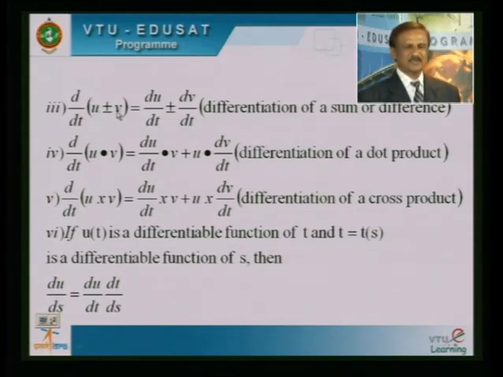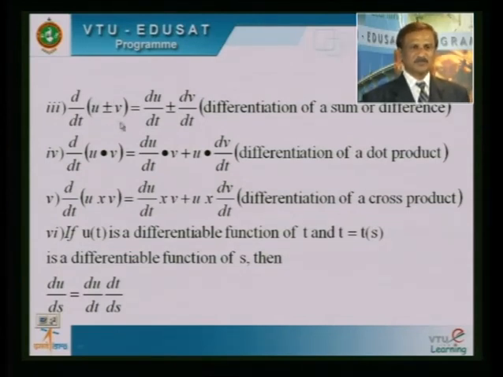Is it clear? Again, it is a vector. Or you can find out u minus v. Is it clear? So now you want to calculate the derivative of the sum of two vectors or the difference of two vectors. How do you calculate it? You can differentiate term by term. Derivative of the first function with respect to t plus or minus, if it is plus, you write plus, if it is minus, you write minus, and the derivative of the second function.